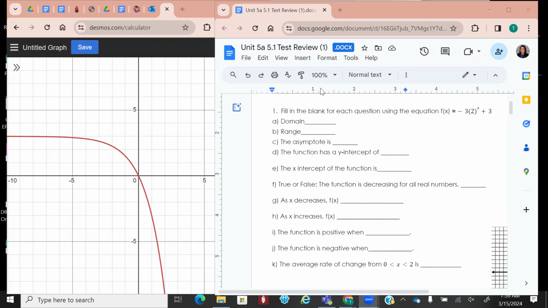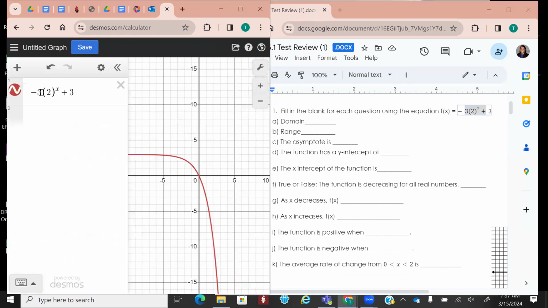Okay, so on the first one, I would have graphed this. So when you type this in, you want to make sure that you don't have that +3 in the exponent. A lot of people do that. So make sure that you check that.